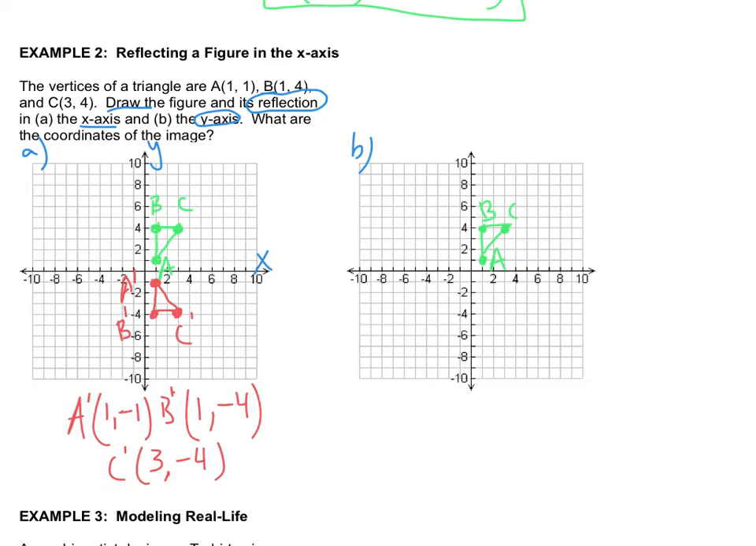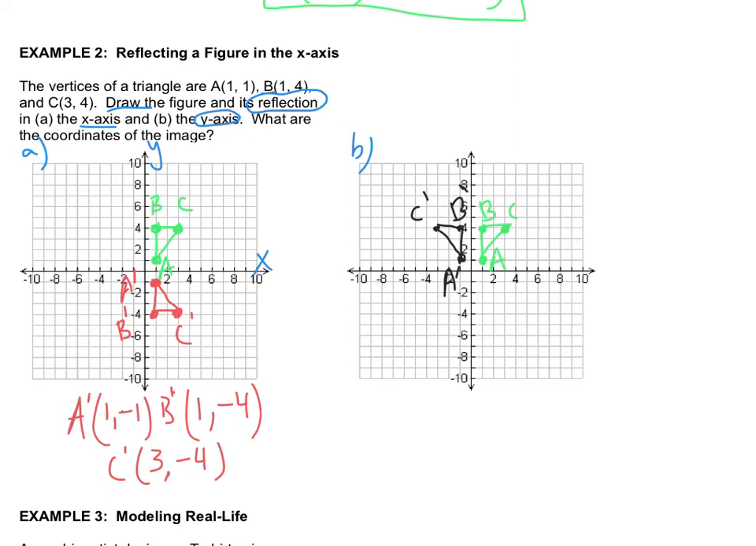So again, just like we did, I go to each point. This is one away from the line of reflection, so I go one away on the opposite side. And there is A prime. B is one away on one side, so I go one away on the other side. There's B prime. And then C is 1, 2, 3 away, so I go 1, 2, 3 on the other side to get C prime. And again, I need to connect the dots.